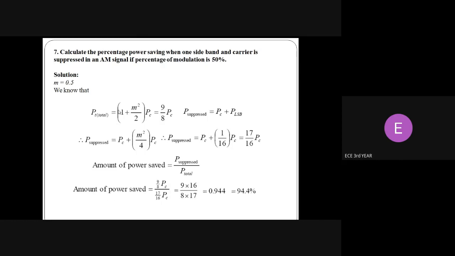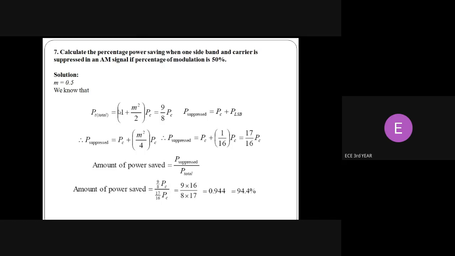Amount of power saved is equal to P suppressed by P total. The amount of power saved is equal to 5 divided by 4 into PC and 3 divided by 2 into PC, which is equal to 10 divided by 12. 10 divided by 12 is equal to 0.83, which is about 83.3%. So totally we can save 83.3% of the total power required to transmit an AM signal by suppressing one sideband and suppressing the carrier wave. Next we're going to see another problem.